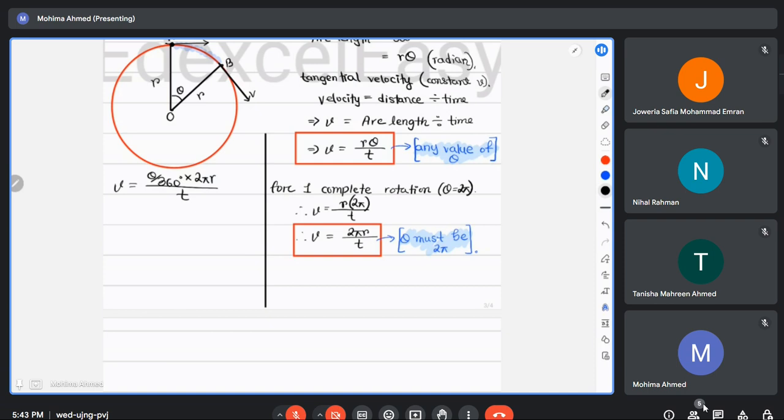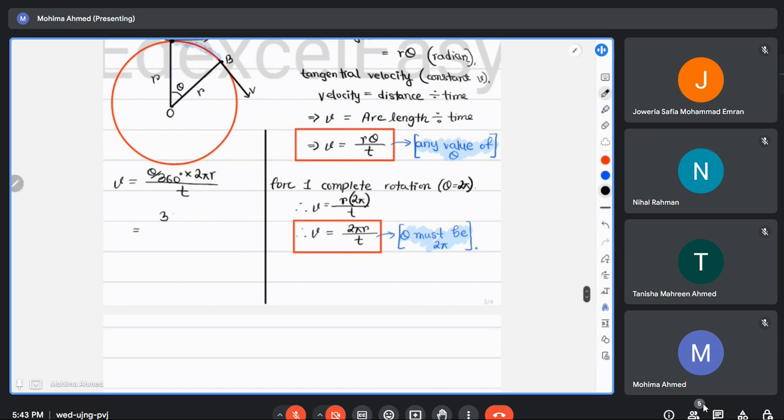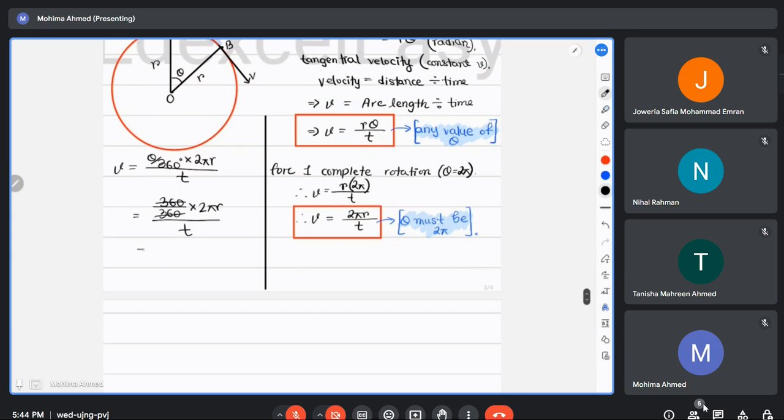Okay. And if the value for theta now becomes 360 for one complete circle, it will be 360 divided by 360 times 2 pi r divided by time, which makes it clear. This 360 gets cancelled out and leaves you with 1. So now you have 2 pi r divided by time. At the end of the day, the tangential velocity for one complete circuit turns out to be the same, no matter whether you calculate theta in radians or in degrees.